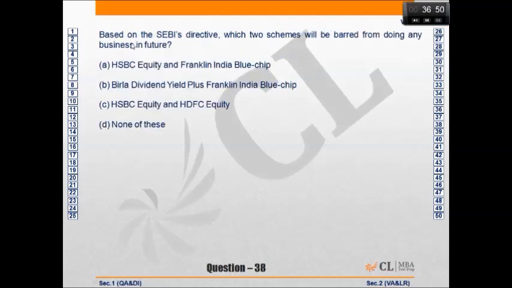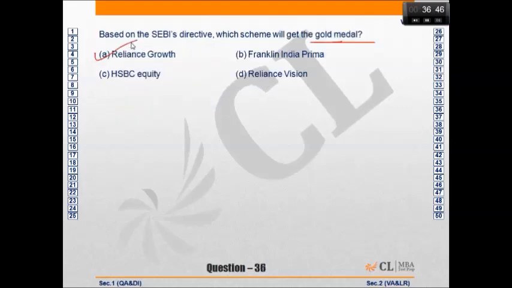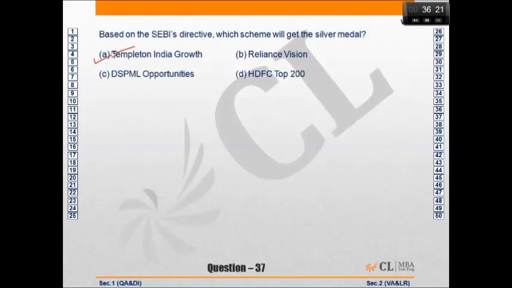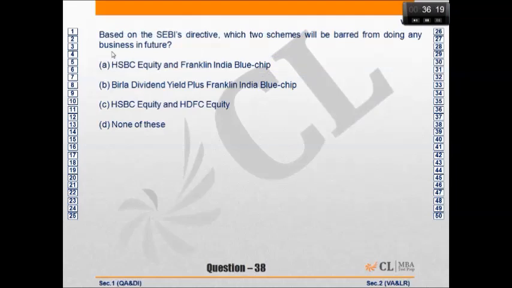Which two schemes will be barred from doing any business? Okay, which were the two bottom ones which I was getting? Okay, bottom two I was getting would be HSBC at 10%, 50, 40, 33. I have a 13% out here, 20. Yeah, I think these two, Franklin and HSBC equity. Yeah, done. Great. So 2 sets done.